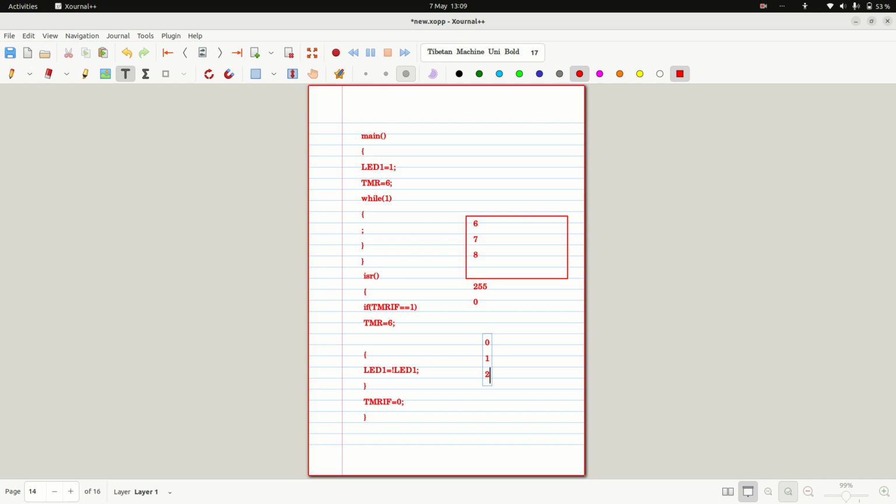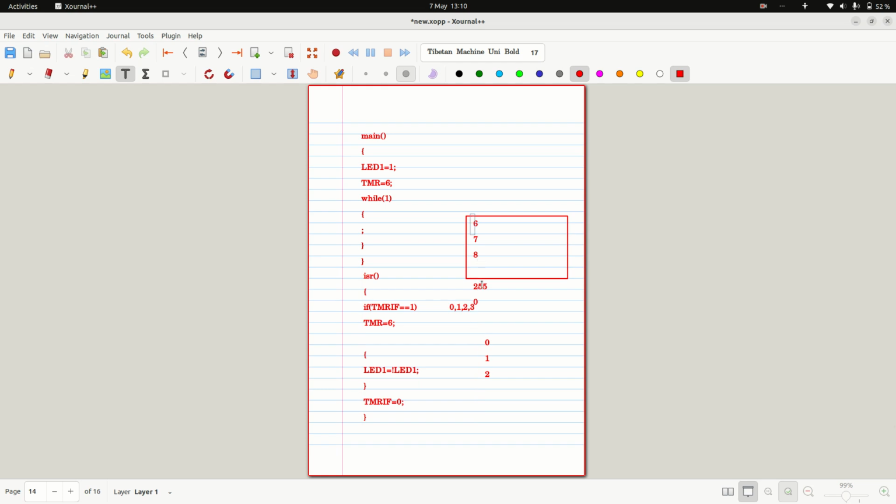So when it comes here, if TMR IF equals to 1, what will happen? It starts counting 0, then 1, then 2, then 3. Like that it starts counting. But after that it comes here, isn't it? TMR equals to 6. Now what will happen? Whatever timer had values, it will lost, and it starts from 6, 7, 8 like that.